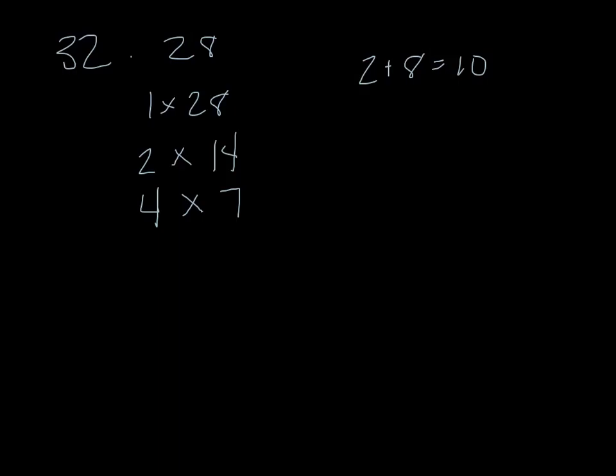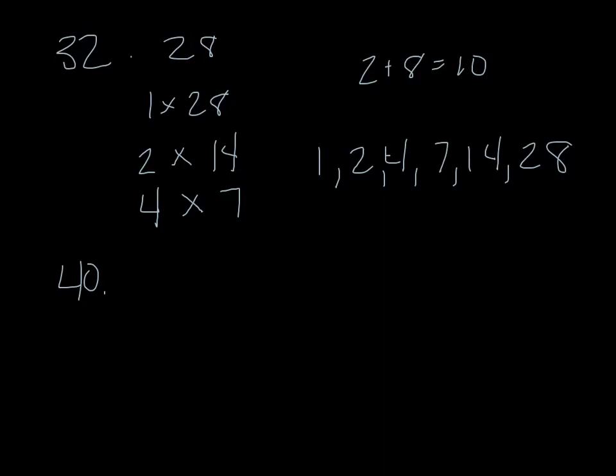What about 5? Nope. 6? Nope. 7 we've already got. 8? Nope. 9? Nope. 10? Nope. Okay, so again, I'm going to write my answer: 1, 2, 4, 7, 14, 28. Okay, I think the rest are good to go. I'll do number 40. I'll help you out on that one.